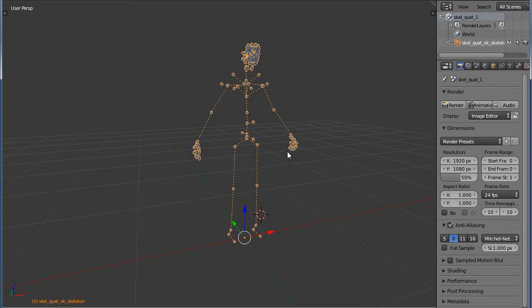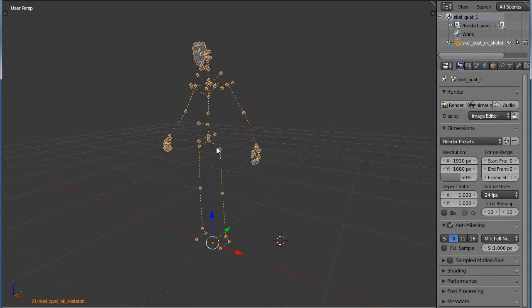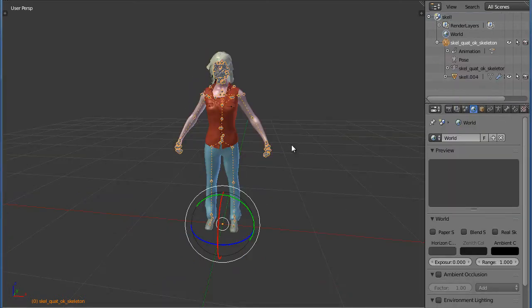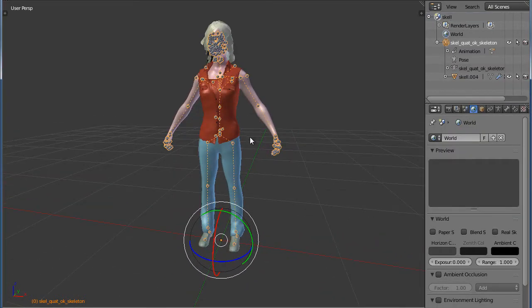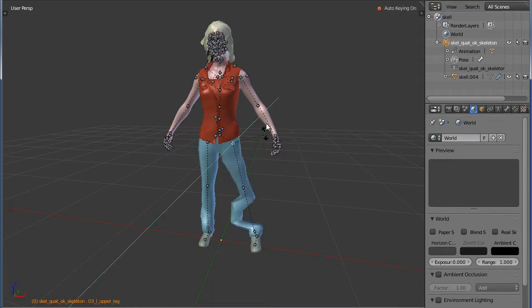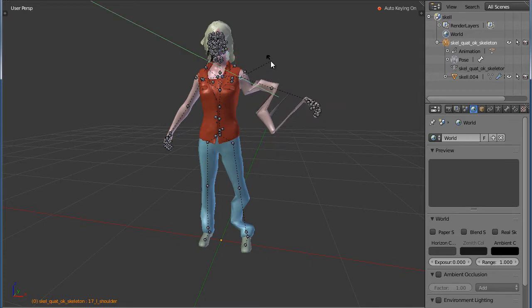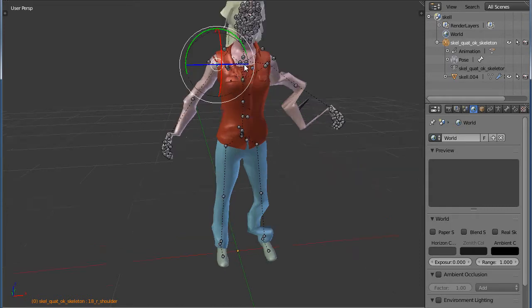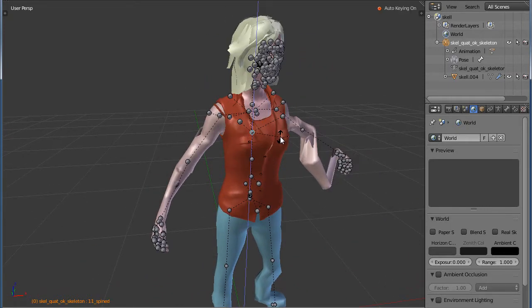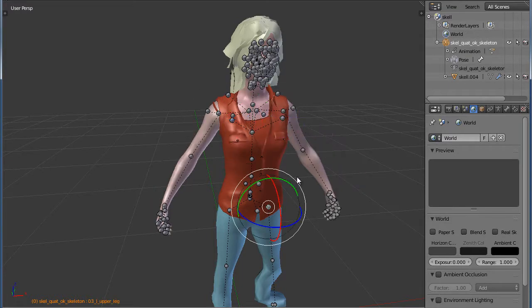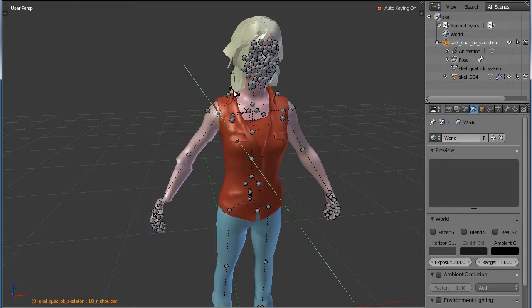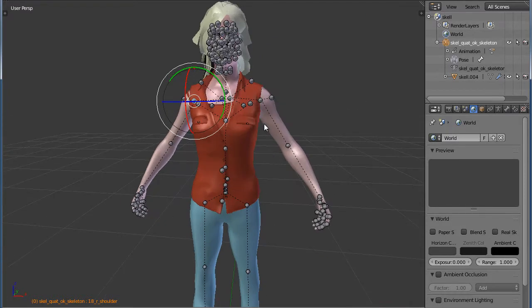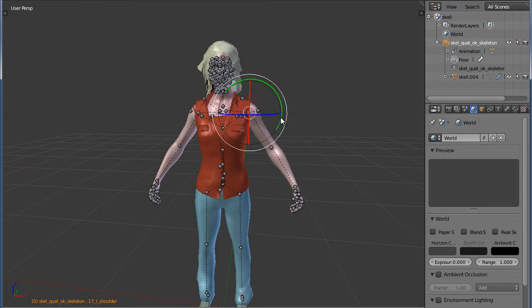So now we need to load our model and check if it will work. Okay, it corresponds. Let's try moving something. And it's not correct, but there is good news and bad news. At least we can see that moving the hand moves proper parts of a model, but not all vertices are moving.